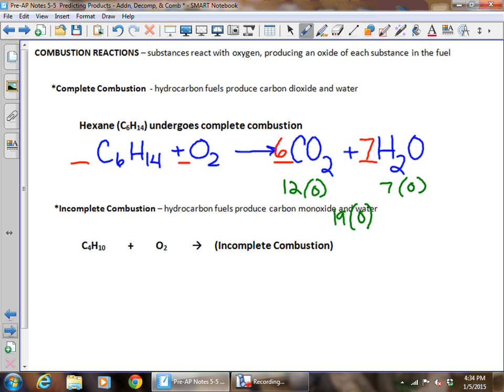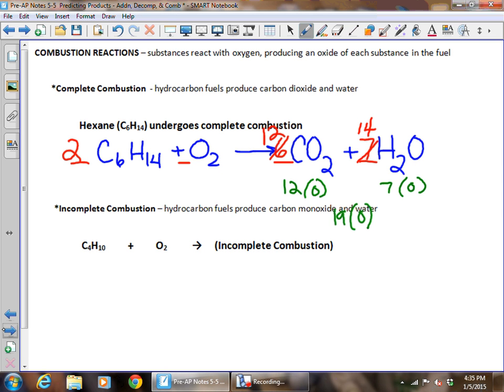Remember, if we have odd oxygens, we're never going to be able to get it to balance. When that happens, we're going to need to make sure and go back in and double everything except oxygens. So we're going to double our C6H14. We're going to change our carbon dioxide, double it to 12. We're going to double our water, change it from 7 to 14. Double the values that are below as well.